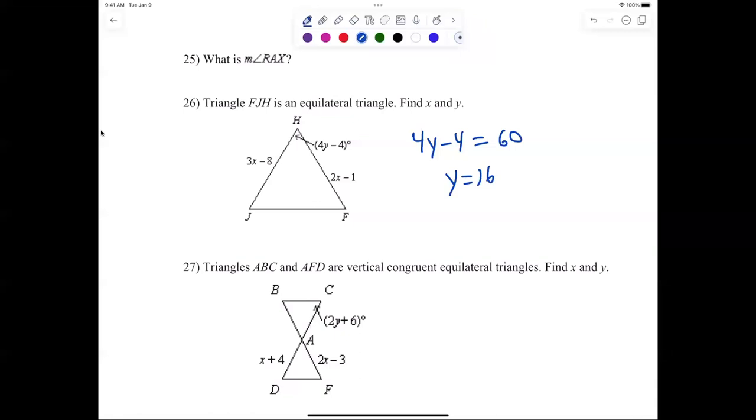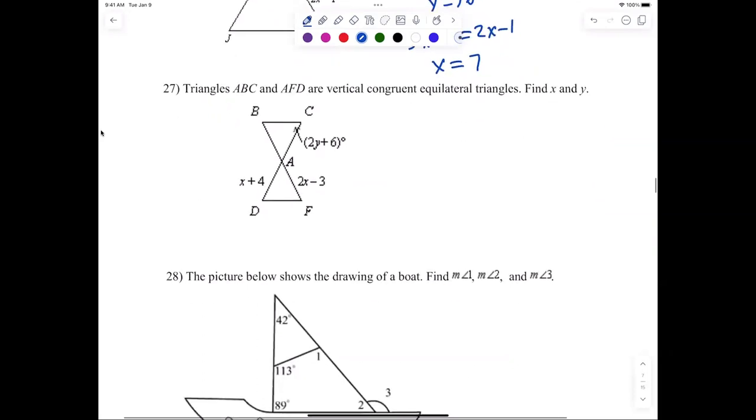I did 4. So now 3x minus 8 has to equal 2x minus 1, right? So x equals how much? 7. Everybody's good with that? Thank you. All right.